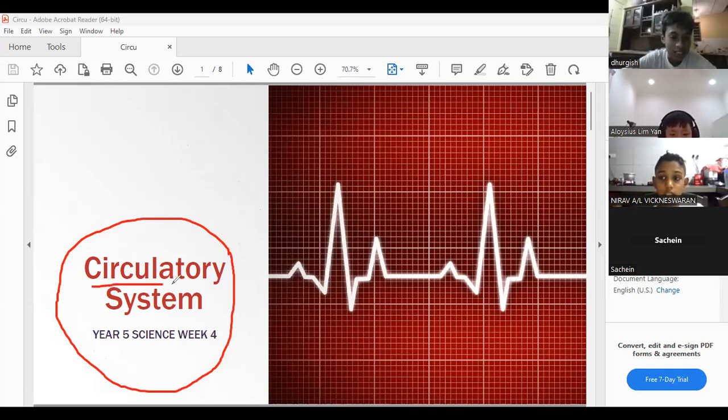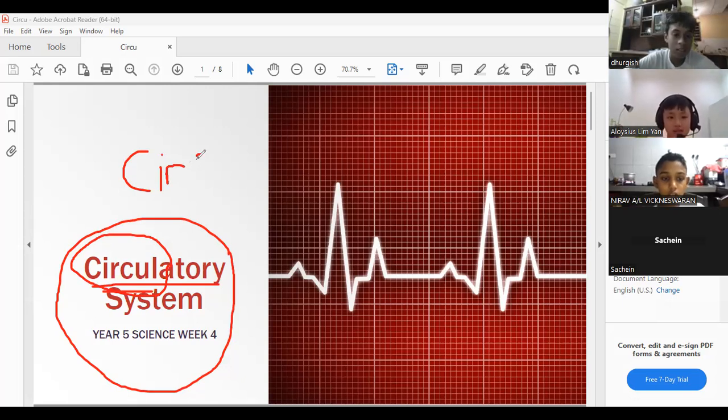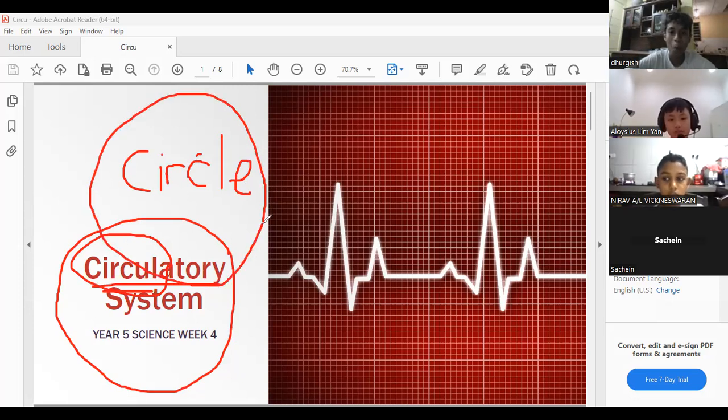Now, what word do you think circulatory comes from? Circle, right? Now, how does a circle look like? It's a round ball, but like 2D, round, like this. Can you see me drawing? Yes. Okay. Now, the circle also shows that it's like complete.